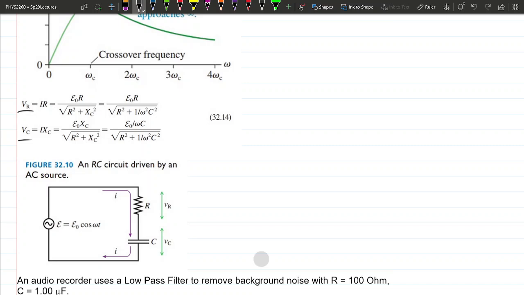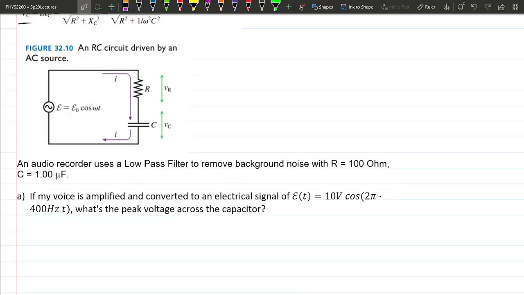Okay, I want to go through this example a little more clearly this time. Let's say we have an RC filtering circuit like this, where we have some AC source, and we're going to take the output across the capacitor. This is what we're going to be measuring with our little meter. This showcases how a low-pass filter can be used to remove background noise if we set up the filter with a certain resistance and a certain capacitance.